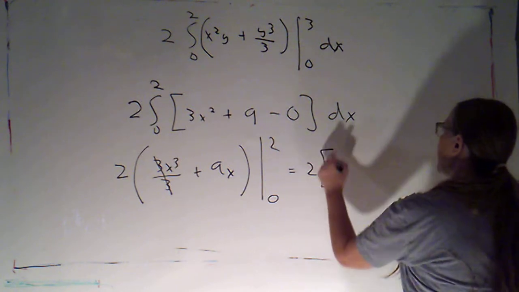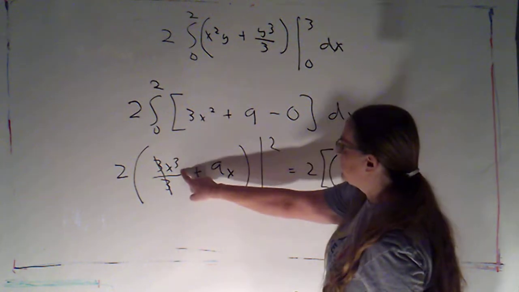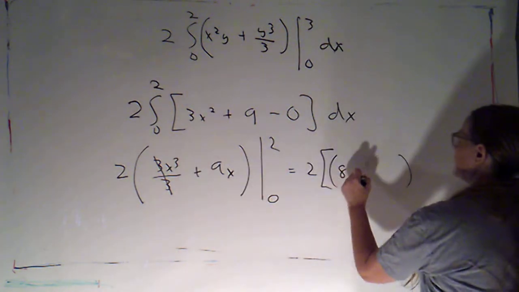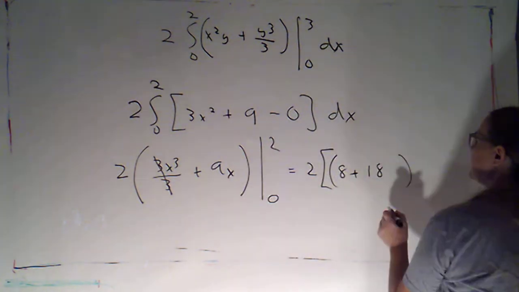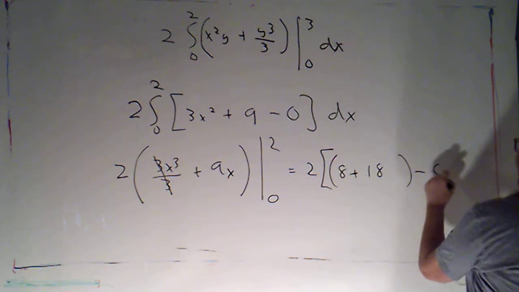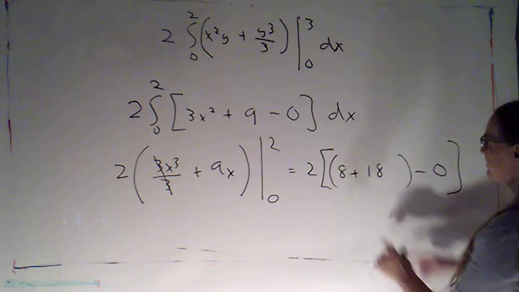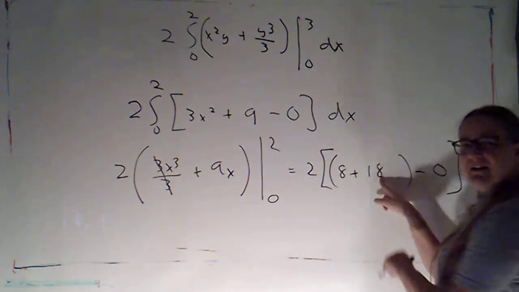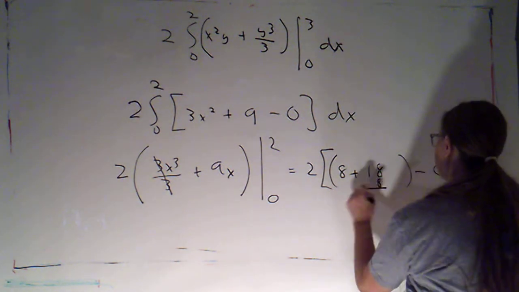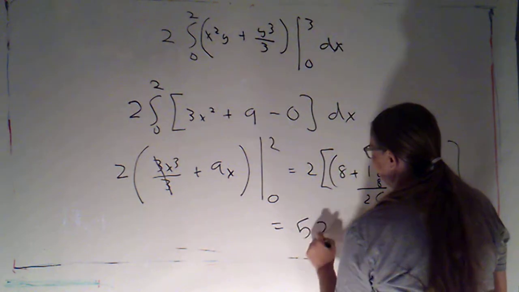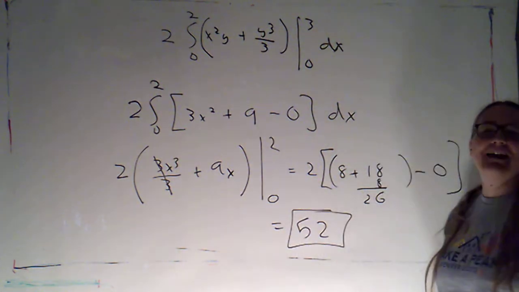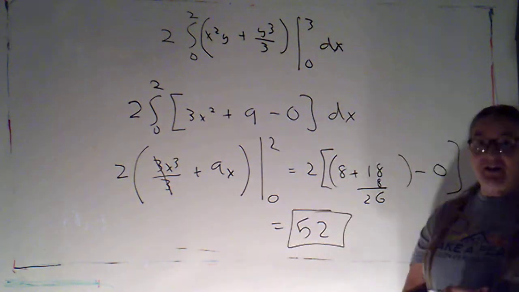So that's 2 copies of 2 cubed is 8, plus 9 times 2 is 18, minus, when I plug in 0, I do just get 0. Let's see, oh dear, 8 plus 18, it's going to be 26, and 2 times 26 is going to be 52. Okay, so saved us a little bit of time.